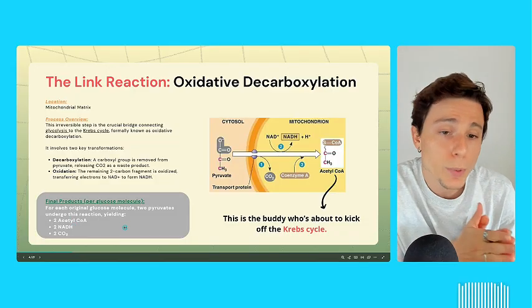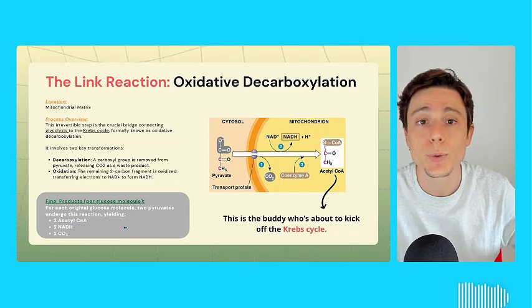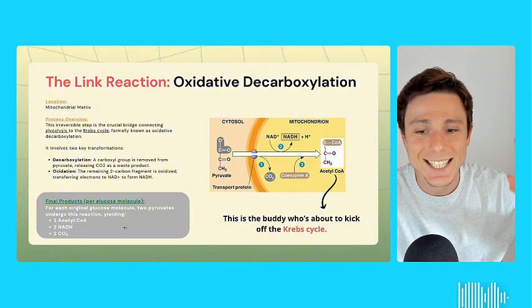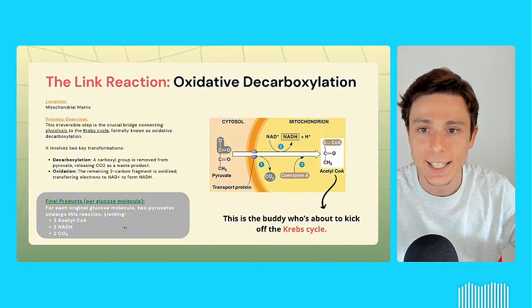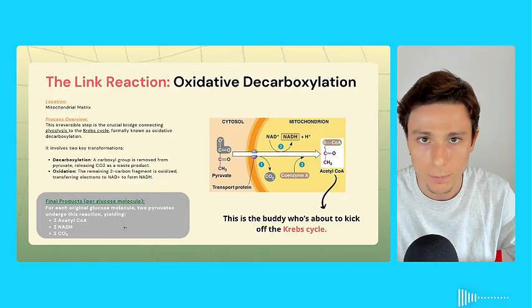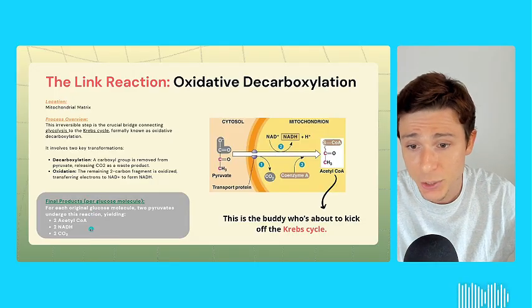Most important thing, there will be no ATP being produced here. The only thing that's going to be produced is the NADH. Sometimes there are questions that say that the link reaction generates ATP. That is wrong. So memorizing these 3 things, you're good to go.